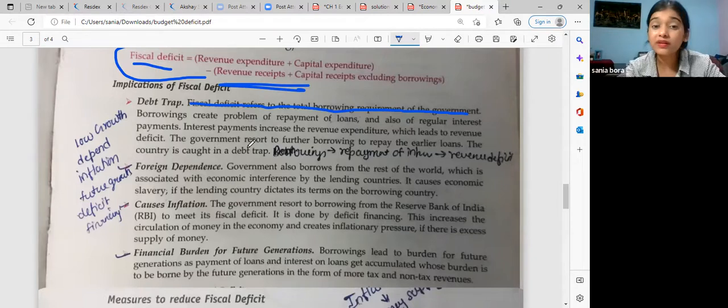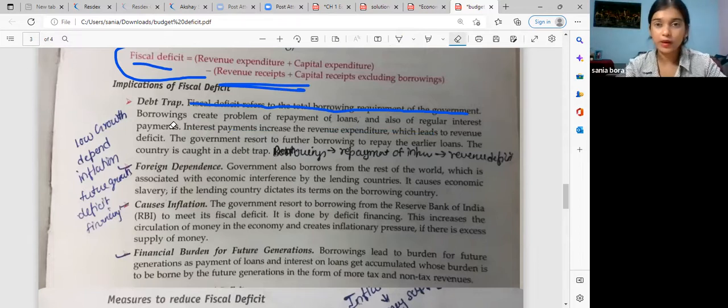Okay. The government resorts to further borrowing to repay the earlier loans. The country is caught in debt trap. Okay, yeah, you have to write it. This is important. I cannot skip it.